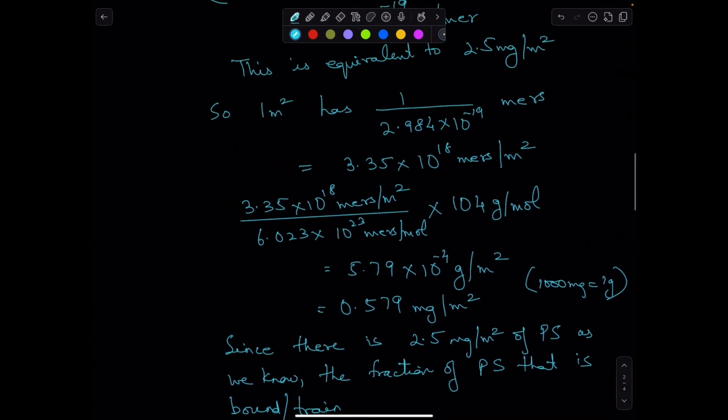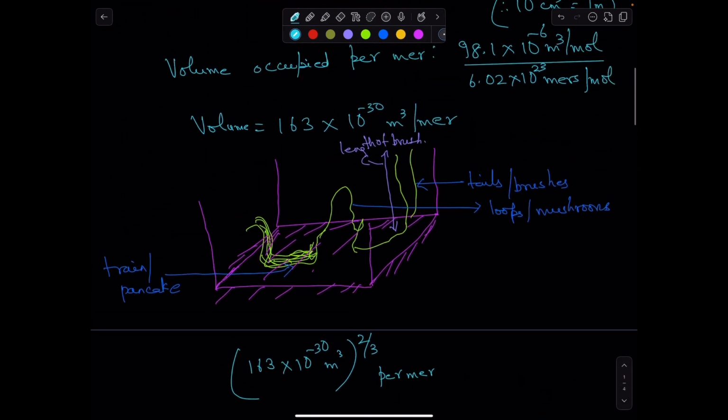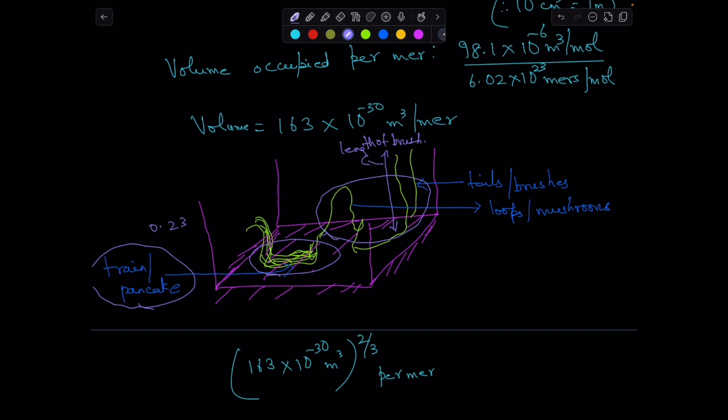Let's go back to our picture. So this part, which is the train or the pancake, is 0.23, which means 1 minus 0.23 should constitute the mushroom and the brush forms.